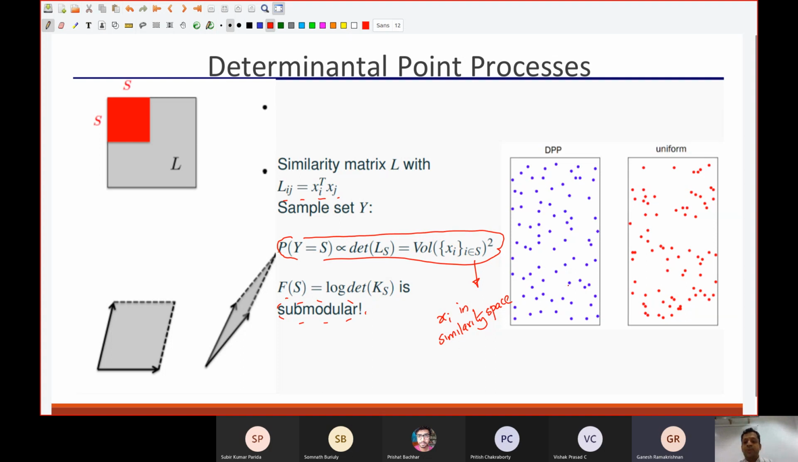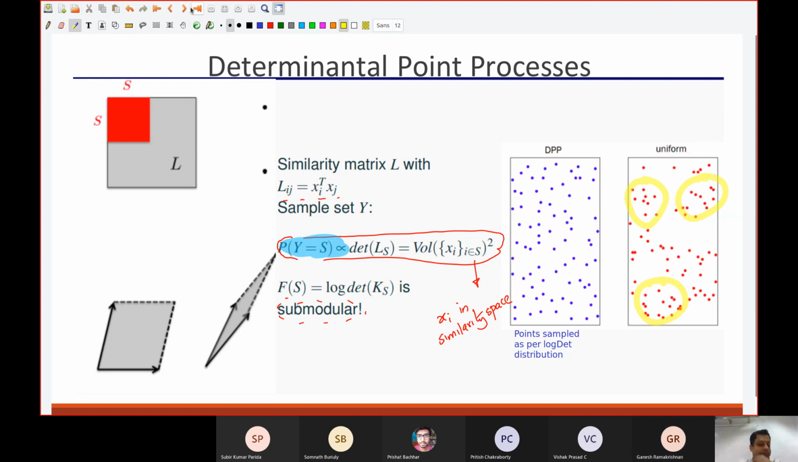Now, what you see on the right-hand side is points sampled with respect to a determinantal point process. So imagine that you are sampling points with respect to this distribution, P of Y equals S is proportional to the determinant, as against uniform. These are points sampled as per the logdet distribution. And you see that even when you're sampling points, the points are well spread out, as against uniform, where too many points are clustered at certain locations. You don't find any such localization of the points selected in the case of DPP.